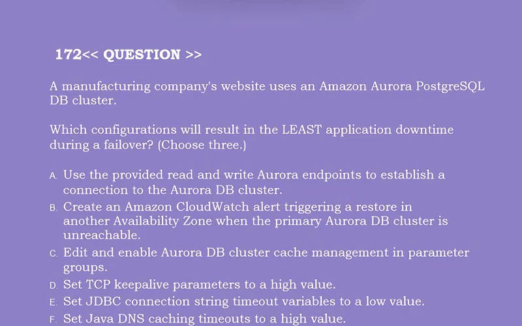Question: A manufacturing company's website uses an Amazon Aurora PostgreSQL DB cluster. Which configurations will result in the least application downtime during a failover? Choose three options.